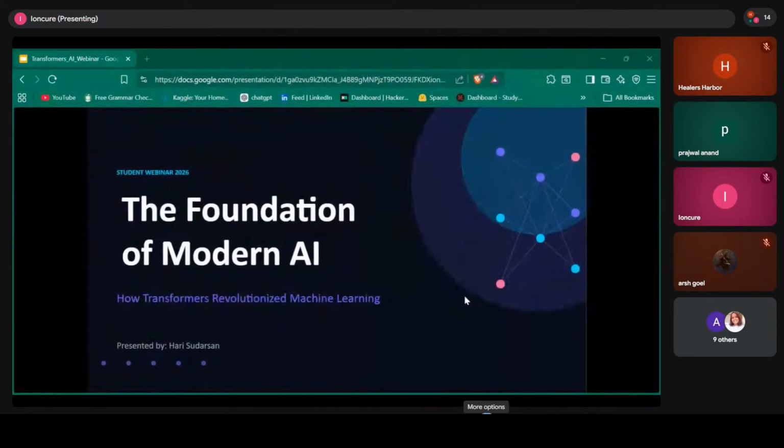Good afternoon, everyone. I am Hari Sudarshan, and today we are diving into one of the most important technologies of our time, transformers. These are the engines behind ChatGPT, Claude, Gemini, GitHub Copilot, basically every AI tool you have probably used or heard of. By the end of this section, you will understand how they work, why they are such a big deal, and where they are taking us.